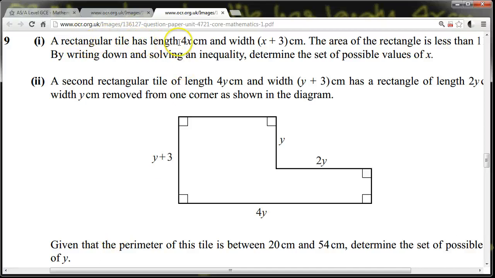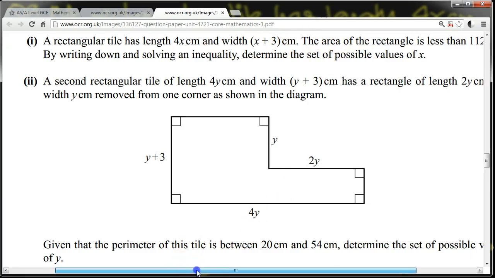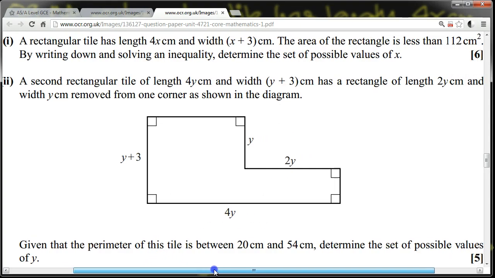A rectangular tile has length 4x centimeters and width x plus 3 centimeters. The area of the rectangle is less than 112 centimeters squared. By writing down and solving an inequality, determine the set of possible values of x.